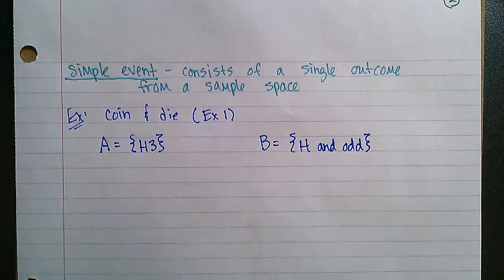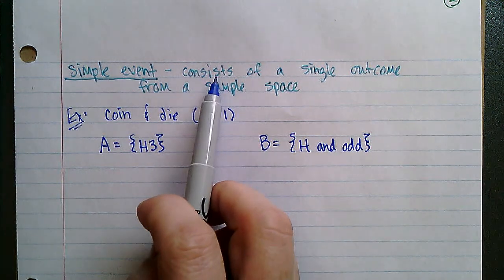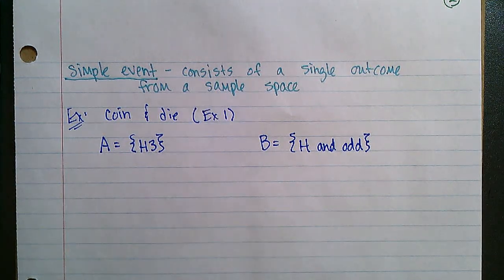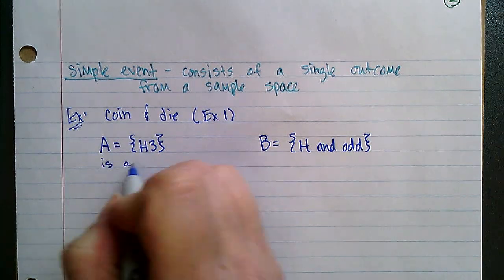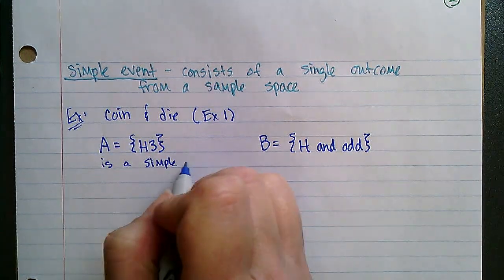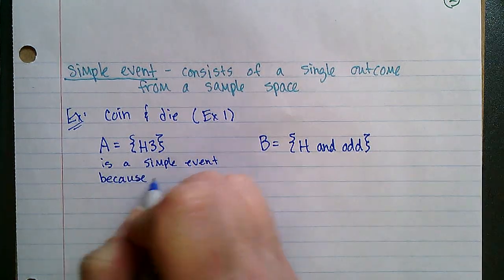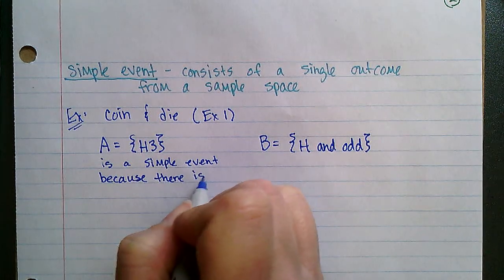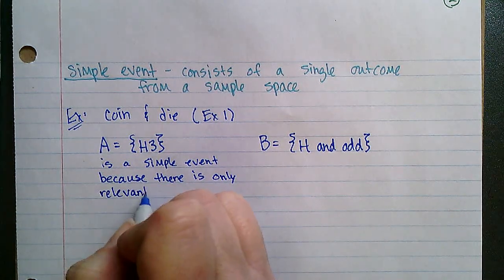We want to know, are these simple events or not simple events? A simple event consists of a single outcome from a sample space. So H3 is a simple event because there is only one relevant outcome in the sample space.